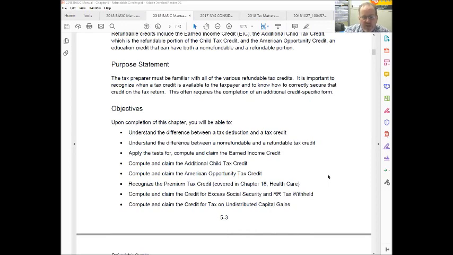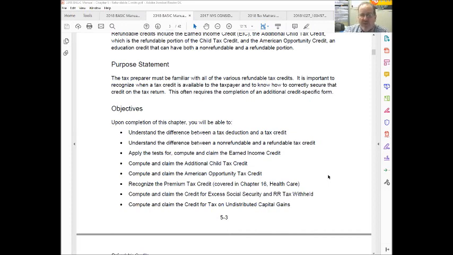Additional child tax credit. We're going to start a little bit touching on the American Opportunity credit. The premium tax credit, again, as it says, we're going to cover that more in 16. We'll do a little touch there. We've talked a little bit about excess Social Security, and this will probably be the only time you will ever hear of the credit for tax on undistributed capital gains, okay?